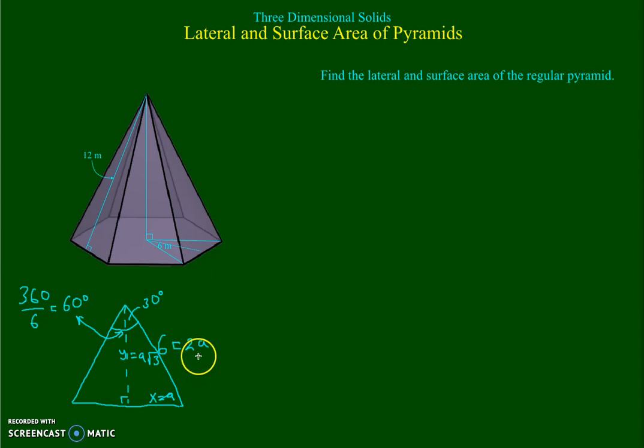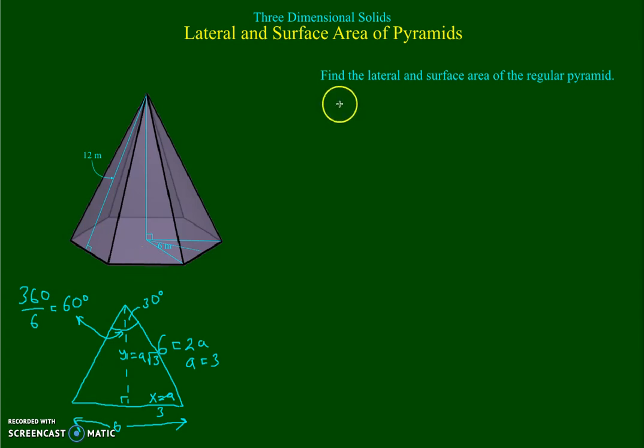Well, if 6 is 2A, then clearly A equals 3. So this value is 3 down here. That makes our overall base 6. So this distance from here to here is 6. And now I'll have enough information to calculate my lateral area. And we now have enough information to also go ahead and calculate the area of our base.